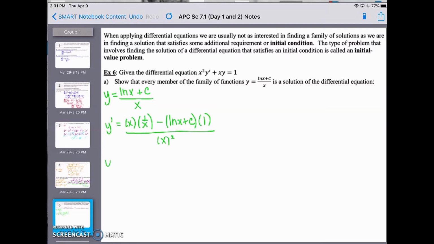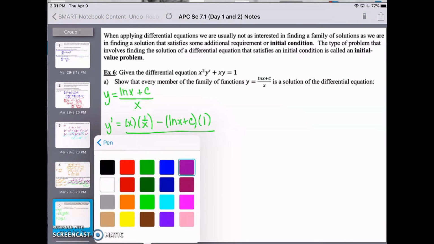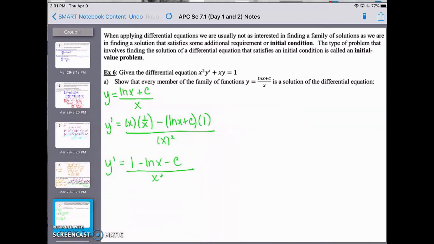Okay, so I can clean that up a little bit, make it look a little nicer. So my y prime is going to be equal to x times 1 over x. Well, that's just 1. I distribute 1 times ln x plus c, which is ln x plus c. I have to distribute that negative 1, so I get minus ln x minus c, there's my numerator, and my denominator is x squared.